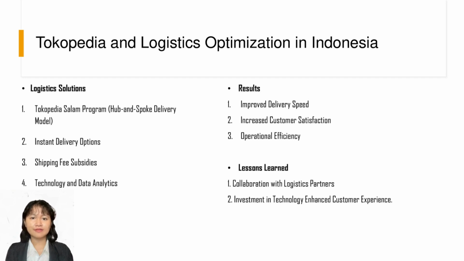For the results. 1. Tokopedia successfully reduced the average delivery time from 5 days to 2 to 3 days in most regions across Indonesia. 2. Tokopedia's ability to subsidize shipping fees and offer fast delivery options led to higher customer satisfaction, reflected in increased transactions during major events. 3. By optimizing logistics, Tokopedia reduced operational shipping costs by 15%, directly impacting the company's profitability.